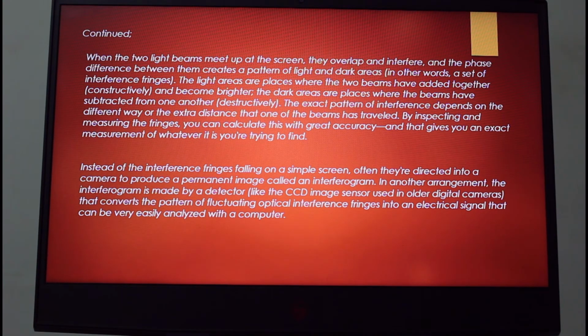In another arrangement, the interferogram is made by a detector like a CCD image sensor that converts a pattern of fluctuating optical interference fringes into an electrical signal that can be very easily analyzed with a computer. Technology has improved.